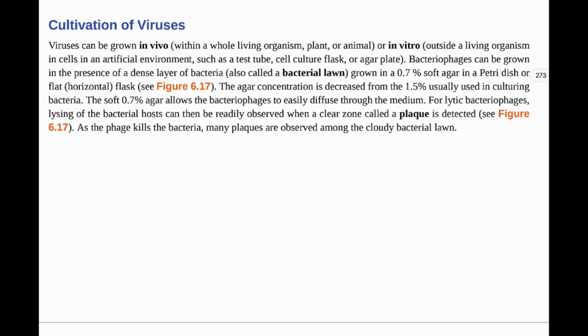All right, so when we are cultivating viruses, we can do that in 2 ways. We can do it in vivo, which is within a whole living organism, plant, or animal, or in vitro. In vitro is outside of a living organism, so in an artificial environment like a test tube, a cell culture flask, or an agar plate. The way I remember this, which may be helpful to you, is in vitro has a T in it for test tube. Test tube is in vitro, versus in vivo is in the organism, a living whole organism.